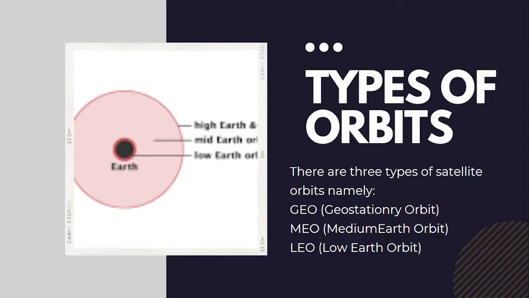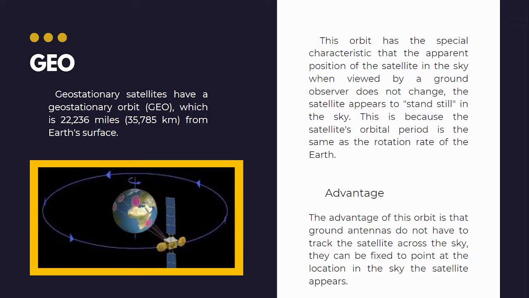Now, there are three types of satellite orbits, namely GEO, which is geostationary orbit, second MEO, which is medium Earth orbit, and third LEO, low Earth orbit. So here is the first one, GEO.